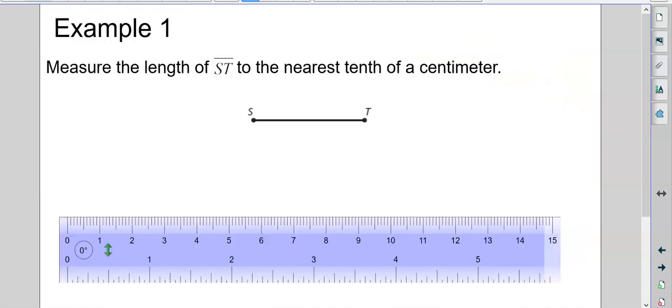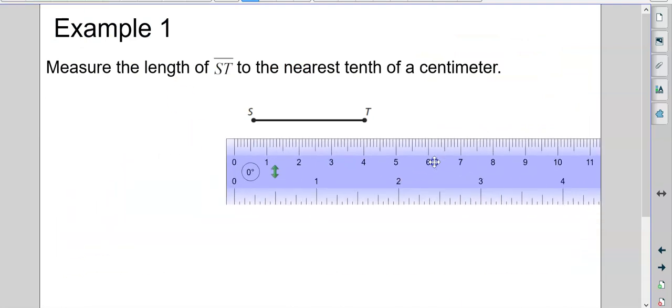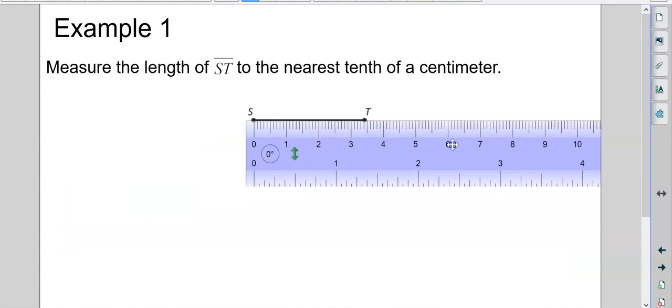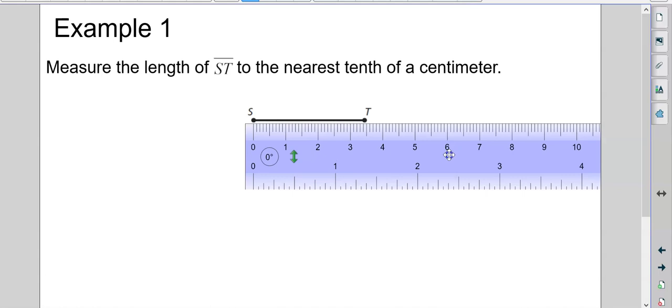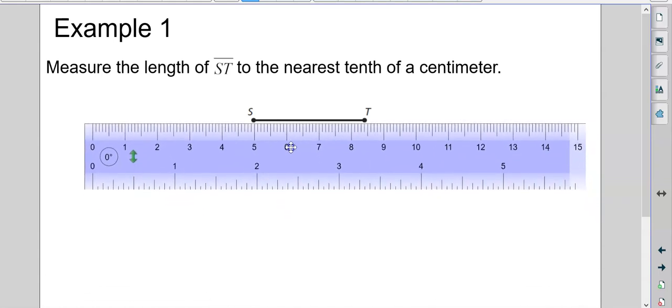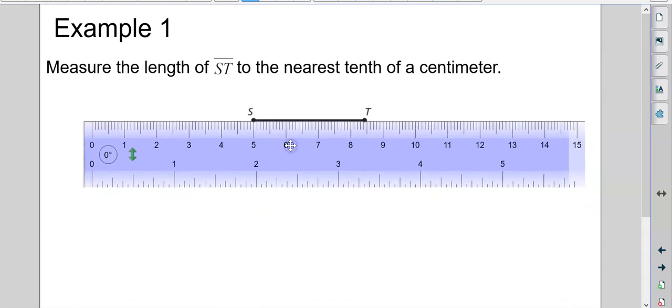All right, so for example here, now you can't move this on your own. Now most people start here and just go, oh, well that is 3.5, from 0 to 3.5. But notice you can start anywhere you want. So this is right here. Here we have 5, and here we have 8.5. It doesn't always have to start at 0.